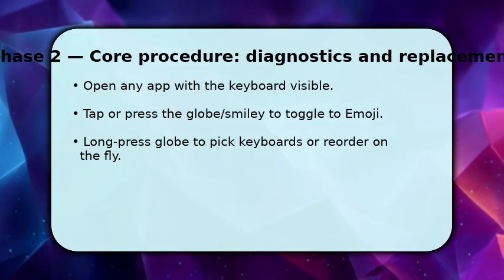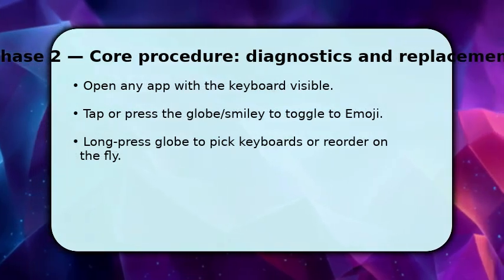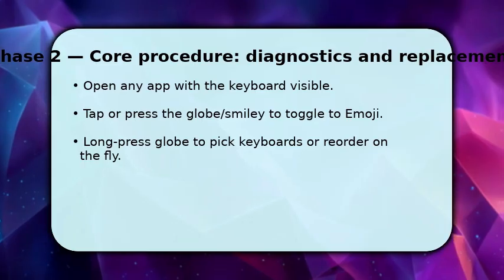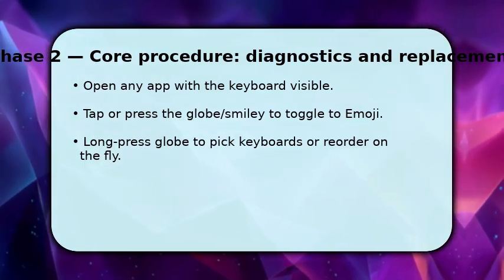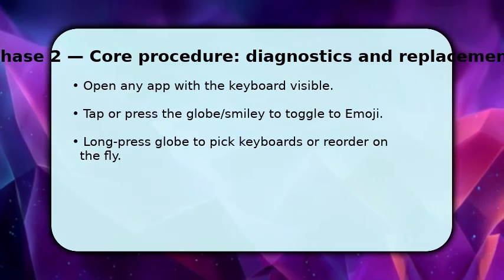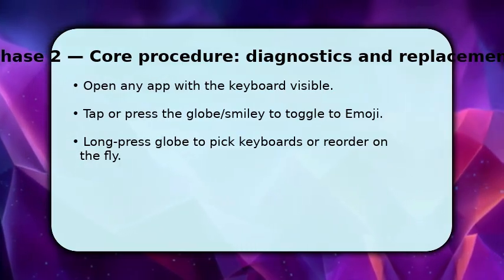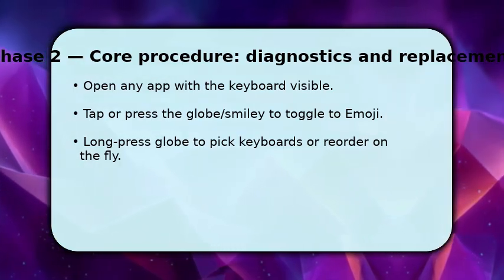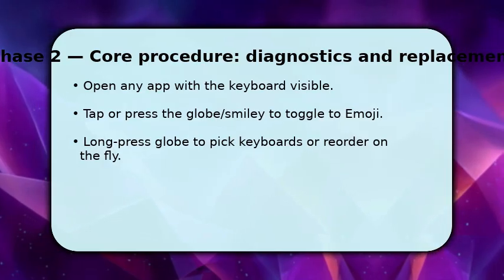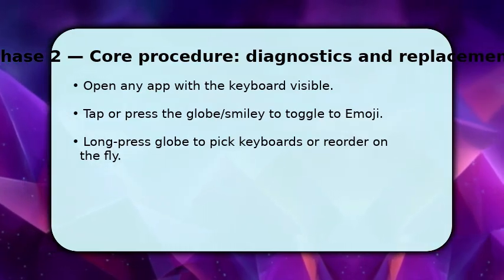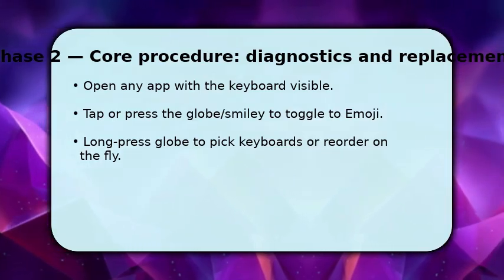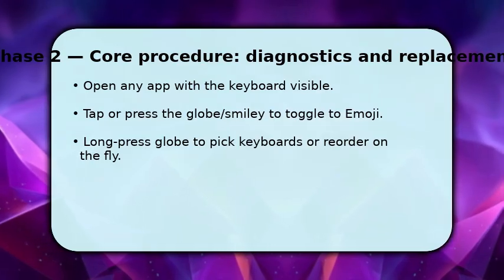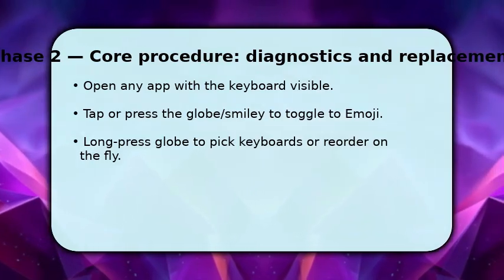Now you'll verify the change in a live keyboard. Open Messages or Notes so the keyboard appears. You should see the globe or smiley on the left of the spacebar. Tap it once to switch to Emoji. This confirms Emoji is active. If you long press the globe, a menu appears allowing quick selection of keyboards and temporary reordering, so you can confirm placement without returning to settings. Make sure to try a quick input, because tactile response tells you if positioning worked.